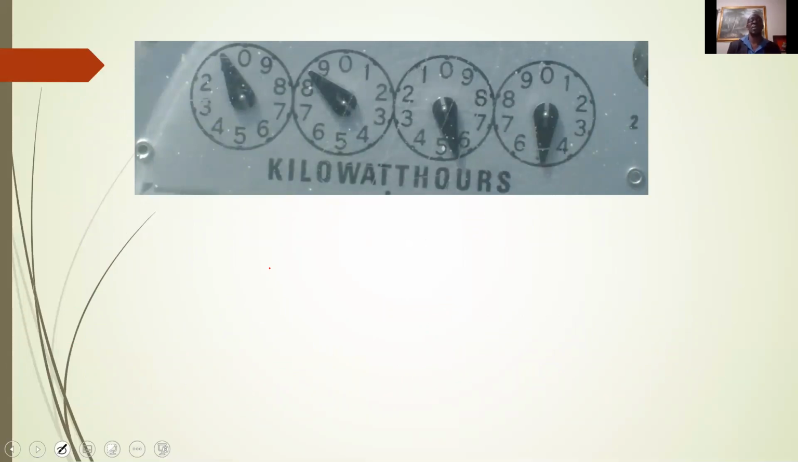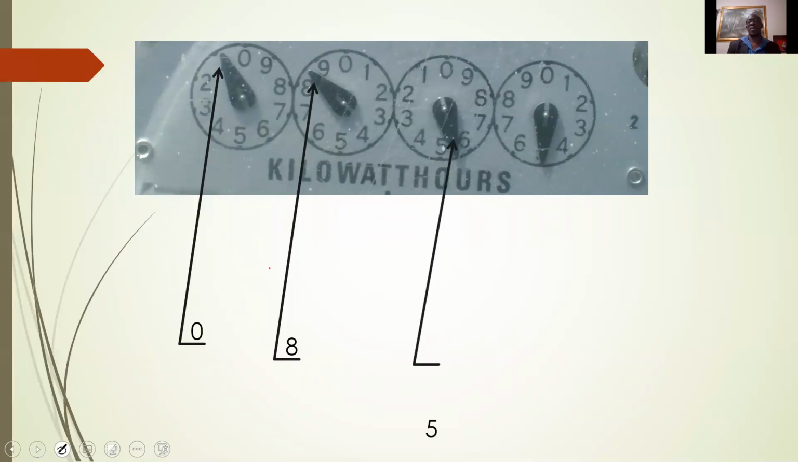So let's look at how we go about reading the meter shown. We look at the first clock. Remember, we're going from left to right. This first reading is showing that it's slightly between 1 and 0. So the first reading would be 0 because we'll take the lower. For the next clock, it is clearly between 8 and 9, so the next reading would be 8. The next clock, it's between 6 and 5, so the next number would be 5.